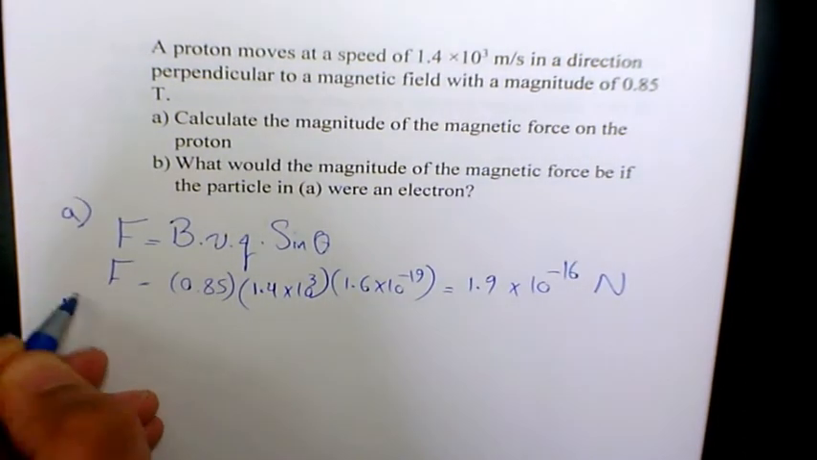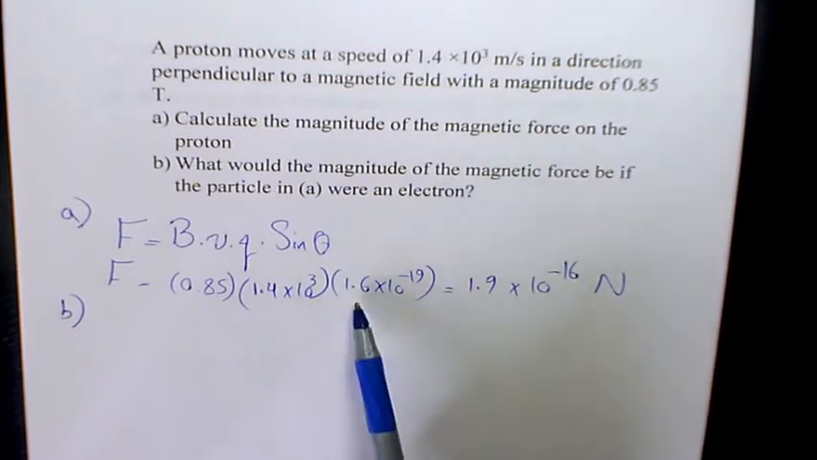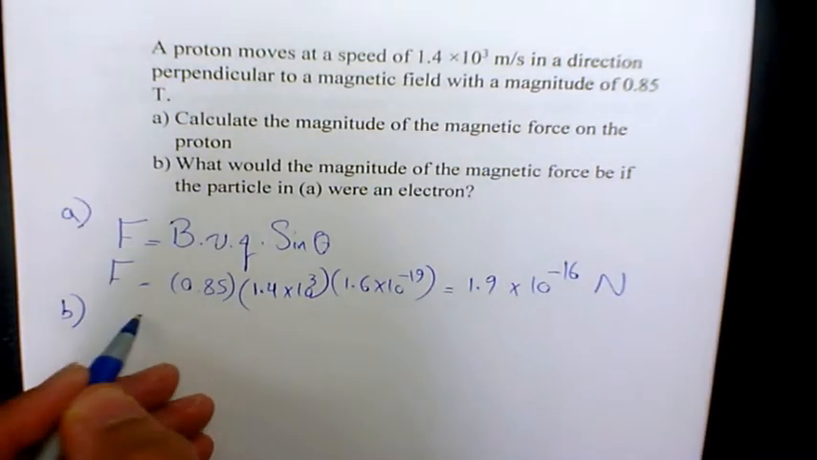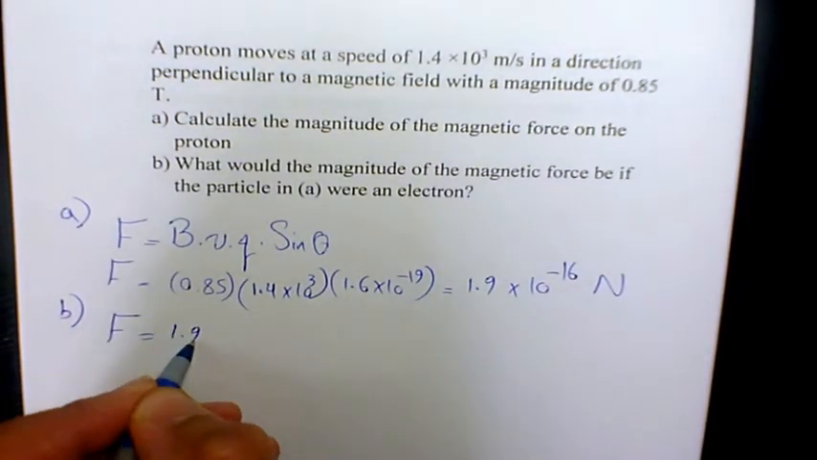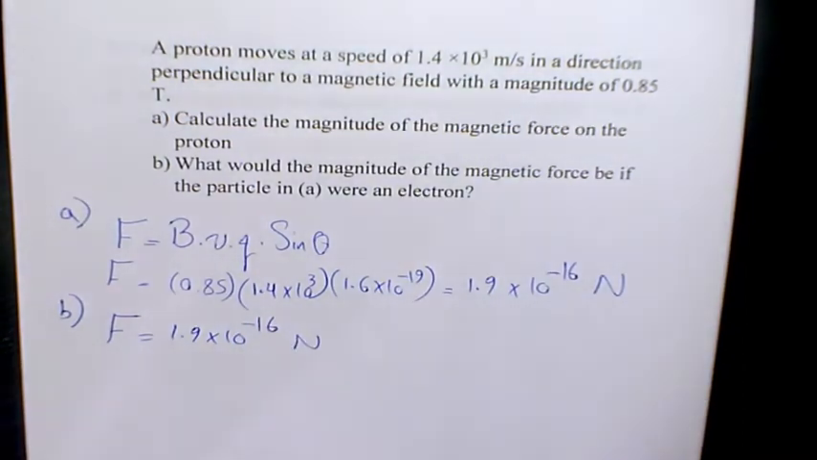Now part B, it says, what is the magnitude of the magnetic force if we were dealing with an electron? That's going to be exactly the same, because the charge of the electron is the same as the charge of the proton. The only difference is their direction. So for F in the second case, we don't need to go through the calculation again. It's going to be 1.9 times 10 to the power of negative 16 Newton. Now let's see the next example.